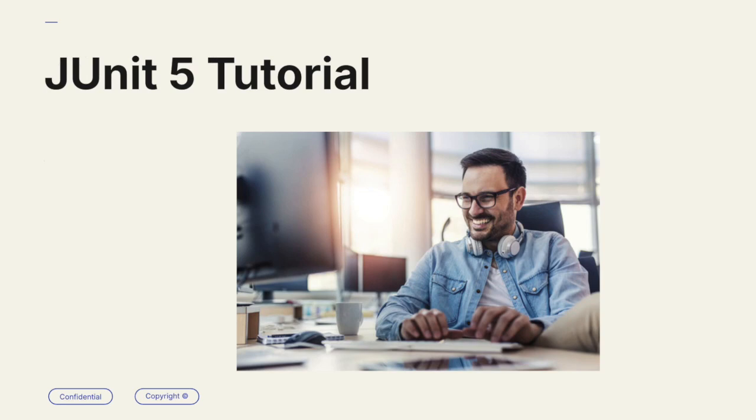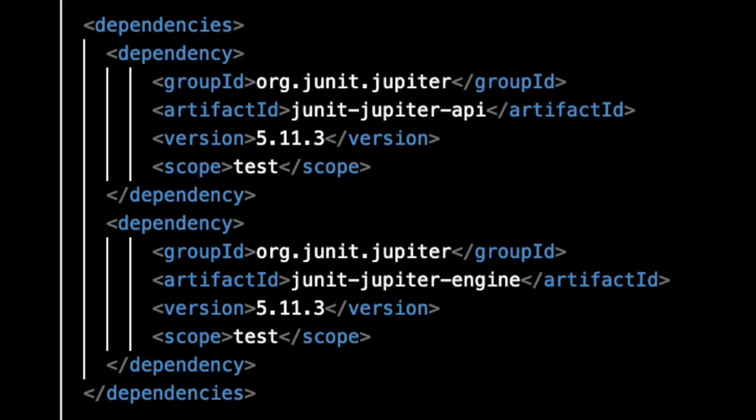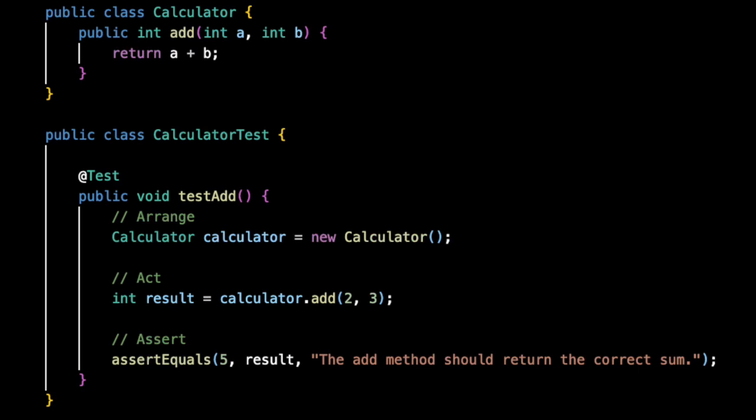Alright, now that we've covered the basics of unit testing and JUnit, let's dive into how you can start writing basic tests using JUnit 5. First things first, let's make sure JUnit 5 is set up in your Java project. If you're using Maven, you'll need to add the JUnit 5 dependencies to your pom.xml file. Here's the basic configuration. Once the dependencies are set up, you're ready to start writing your tests.